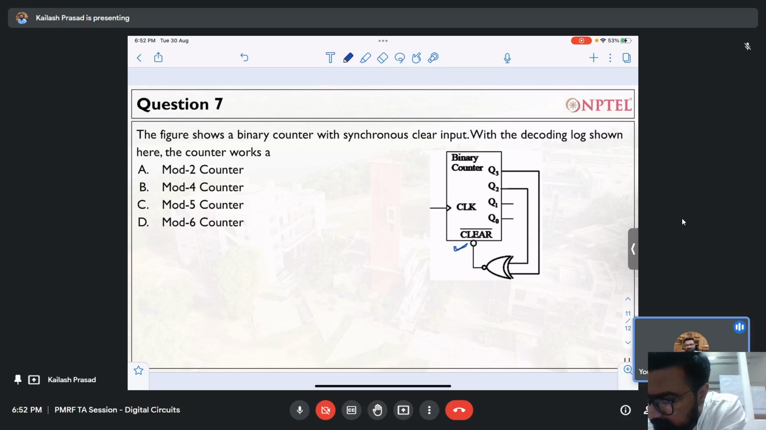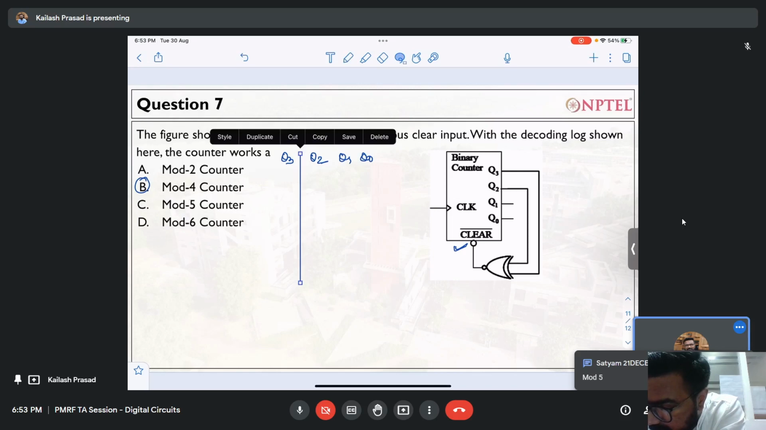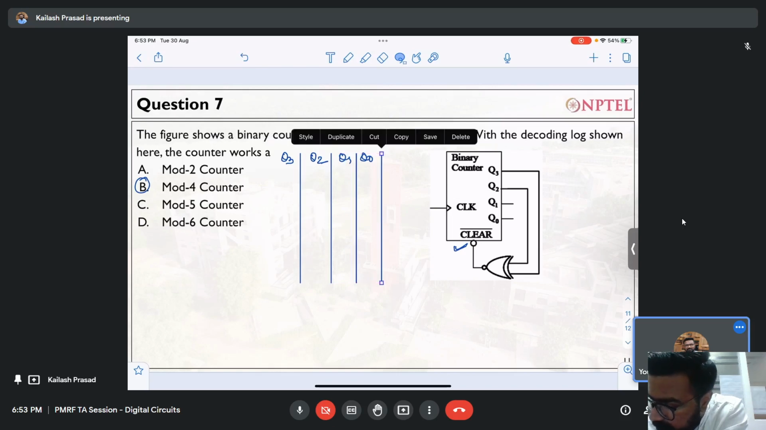Anybody wants to give me the answer? 100, that is 4. Okay, somebody saying that it is 4. Anybody else? Okay, mode 5. Satyam is saying it is mode 5. What about any other student? Anyone else?